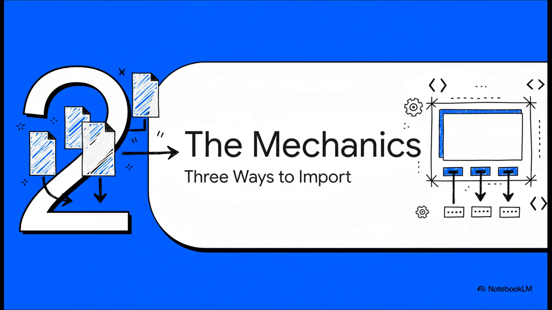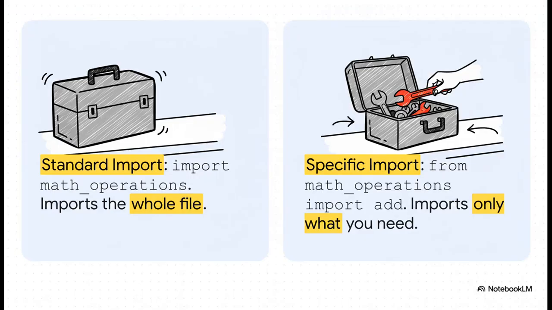All right, so you've got your code all nicely organized into different files. Awesome. But how do you actually use the code from one file inside of another? Well, that's where the import statement comes in, and there are three main ways we can do this. Let's look at the two most common methods side by side. On the left, we have the standard import. Think of this like bringing in an entire toolbox. You get everything. But to use a tool, you have to be specific, math_operations.add.